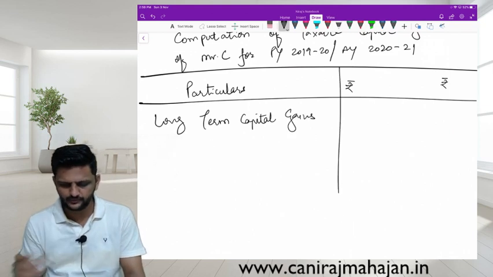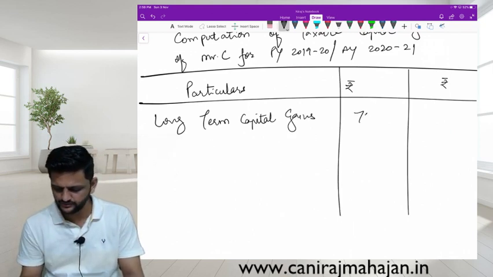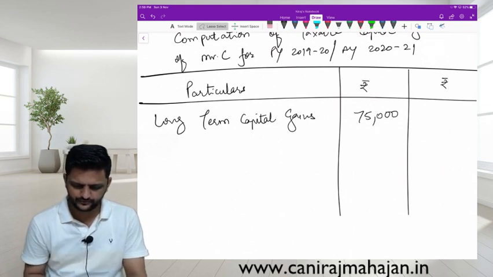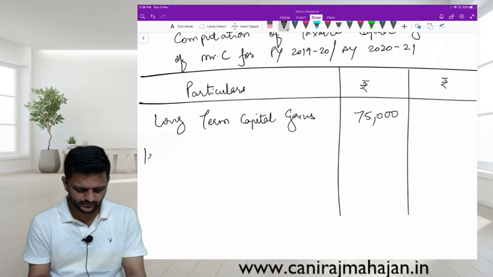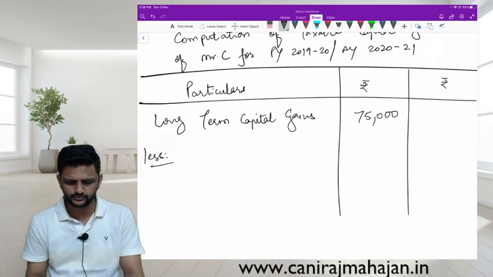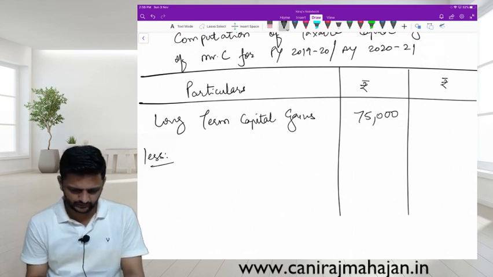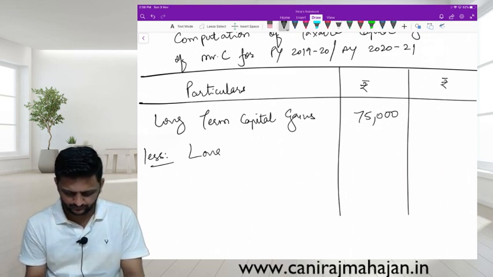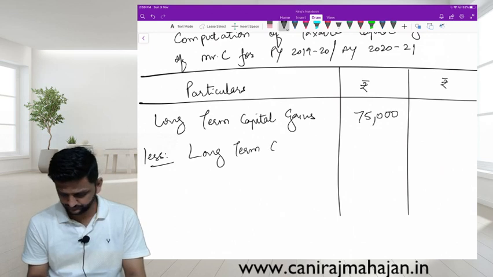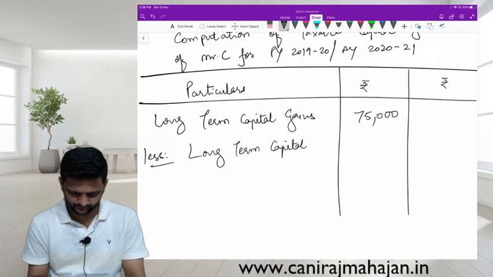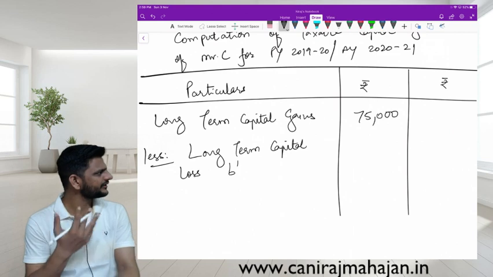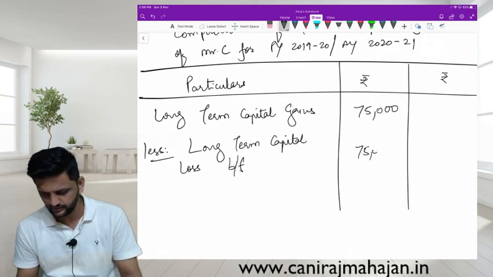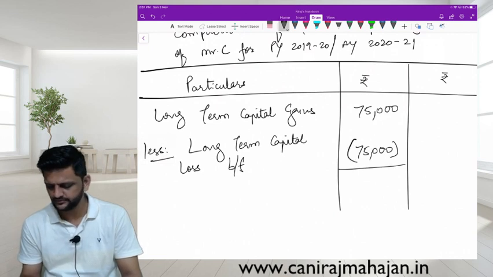How much in our column? 75,000. Less what? Otherwise, we will never be able to set off the LTCL. It is carried down, carried forward or brought forward, whatever. How much? We can set off only 75,000.